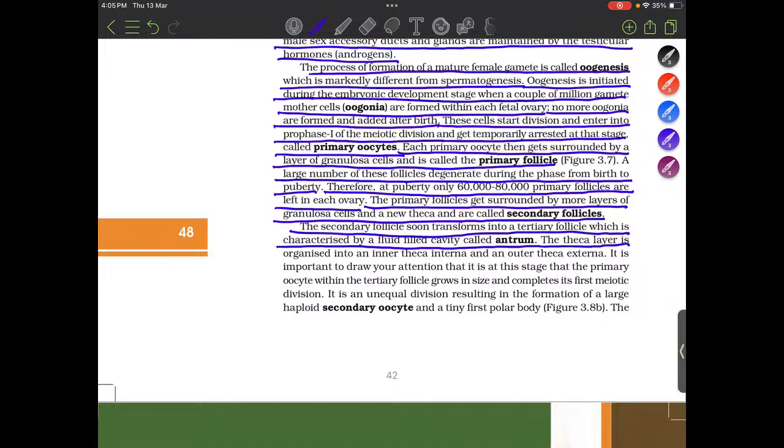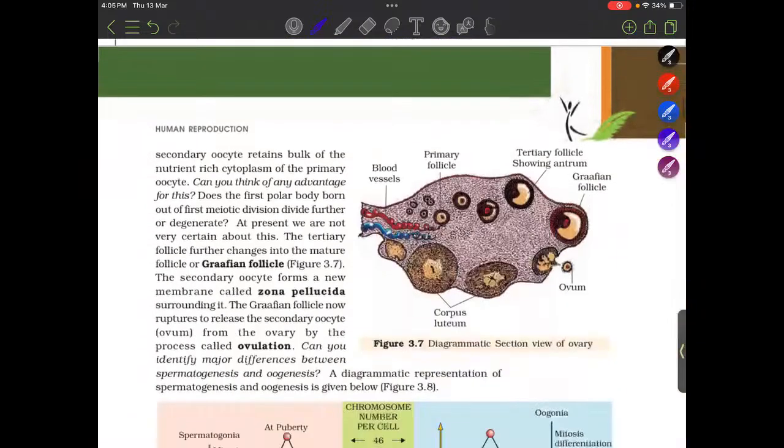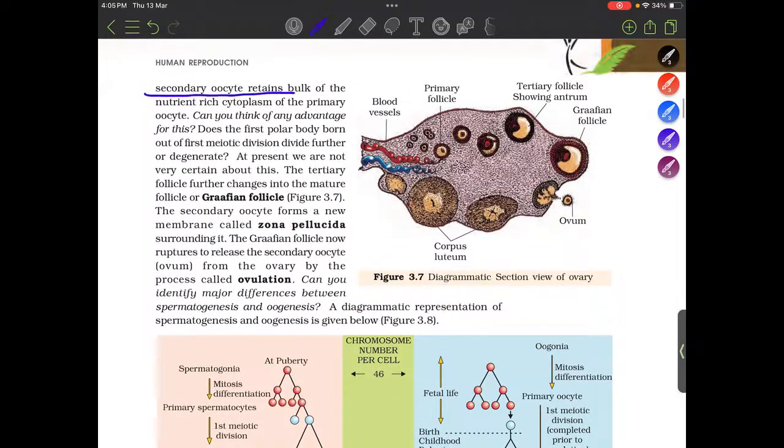The theca layer is organized into an inner theca interna and an outer theca externa. It is important to draw your attention that it is at this stage that the primary oocyte within the tertiary follicle grows and completes the first meiotic division. It is an unequal division resulting in the formation of a large haploid secondary oocyte and a tiny first polar body. The secondary oocyte retains the bulk of the nutrient-rich cytoplasm of the primary oocyte.